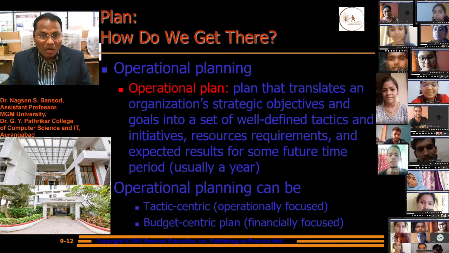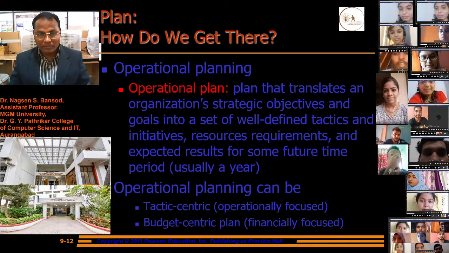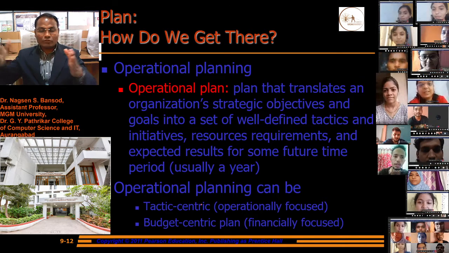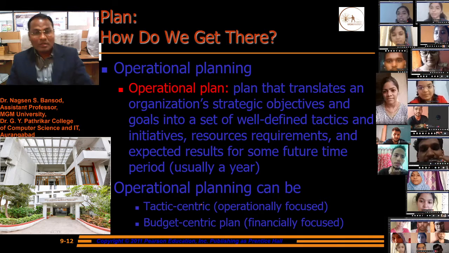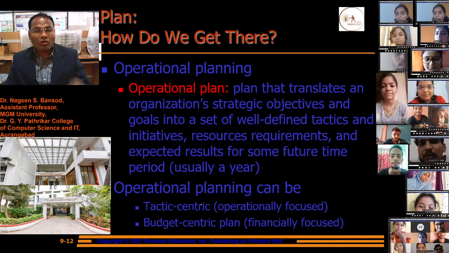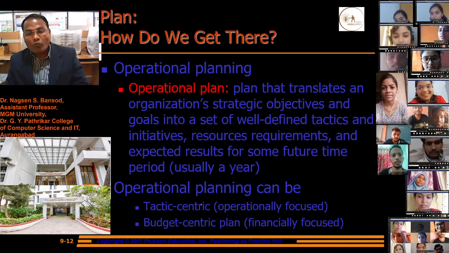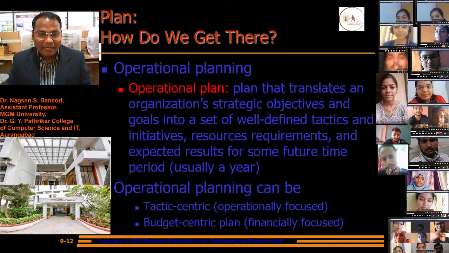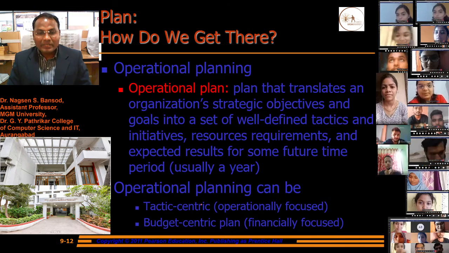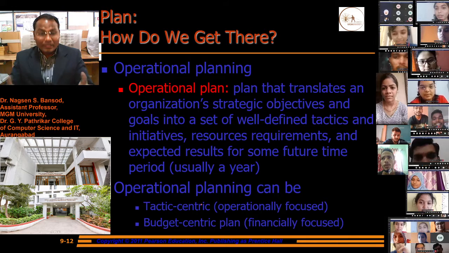Plan: how do we get there? Operational planning means how we will start this work, how the operations will start in this business. The operational plan must be there, a plan that translates an organization's strategies, objectives and goals into a set of well-defined tactics and incentives, resource requirements and accepted results for some future time period, usually a year.